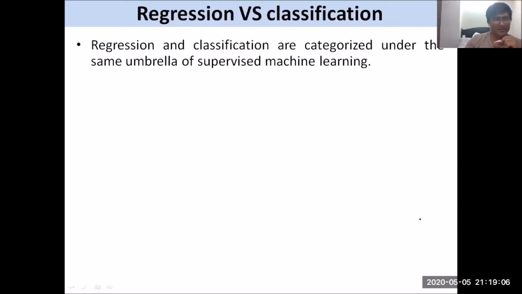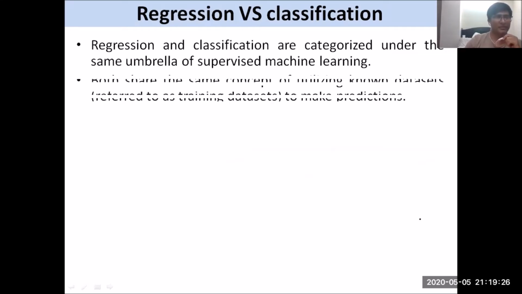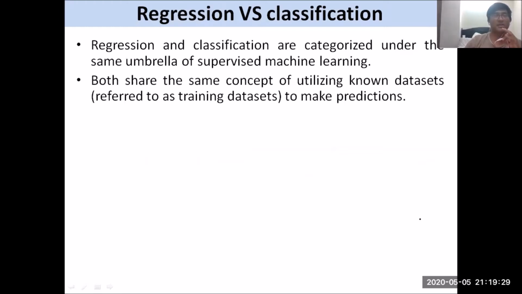At times students get confused between regression and classification, because regression is also a kind of classification. But there's a slight difference that we must know. Regression and classification come under the umbrella of supervised learning algorithms. Both share the same concept of utilizing known data sets, which we normally call training data sets, to make predictions. We use training data to build a model, and then we use that model to predict new values.